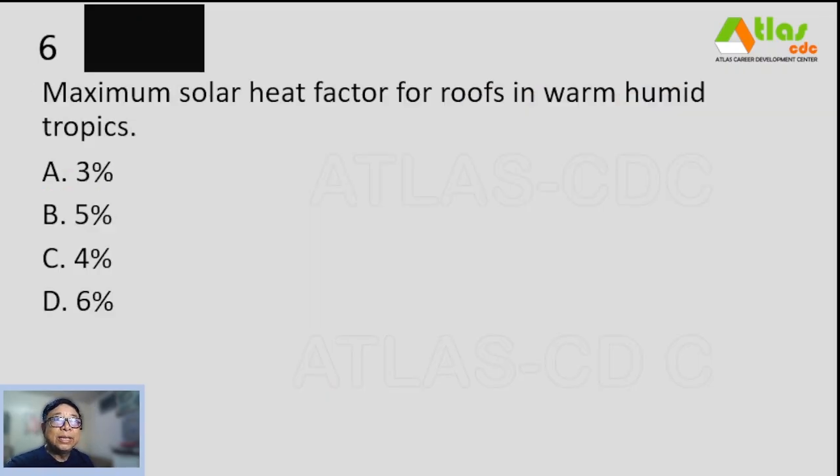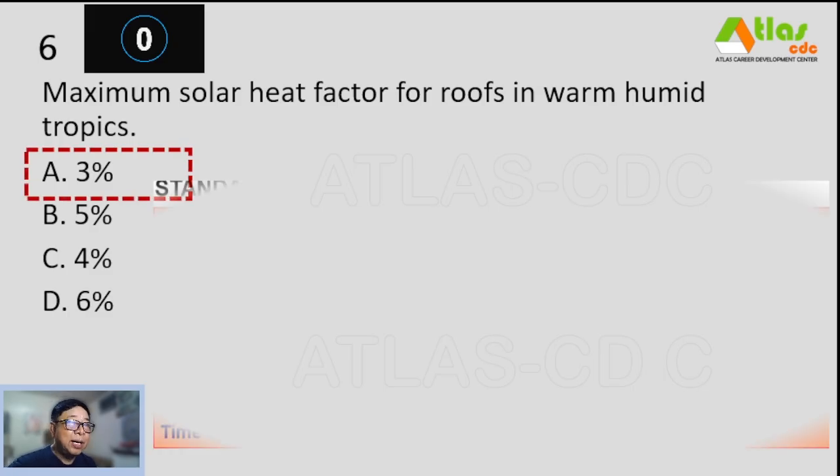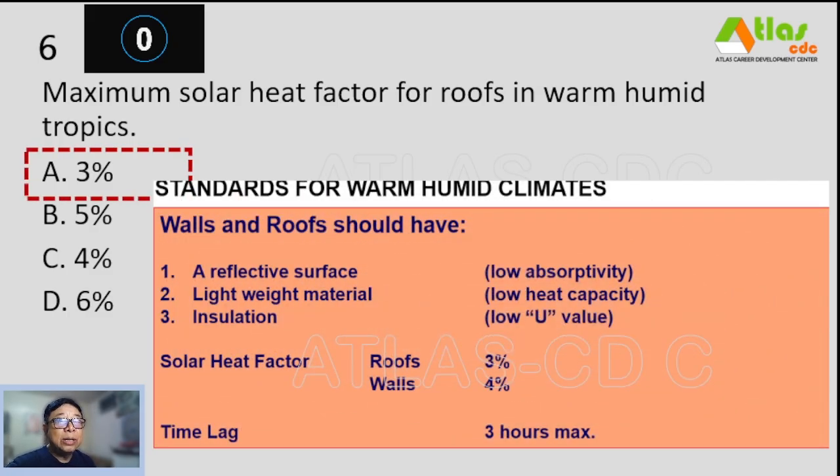Number 6. Maximum solar heat factor for roofs in warm, humid tropics. A. 3%. B. 5%. C. 4%. And D. 6%. And our correct answer is letter A, 3%. So the solar heat factor for warm, humid climates for roofs is 3% and for walls is 4%, while the time lag is 3 hours maximum. Itong time lag sa mga walls to, na?